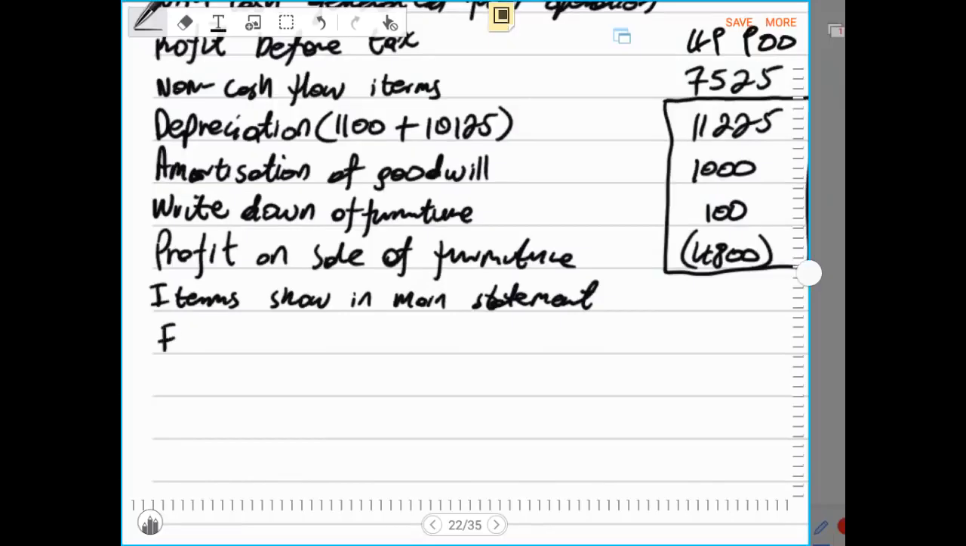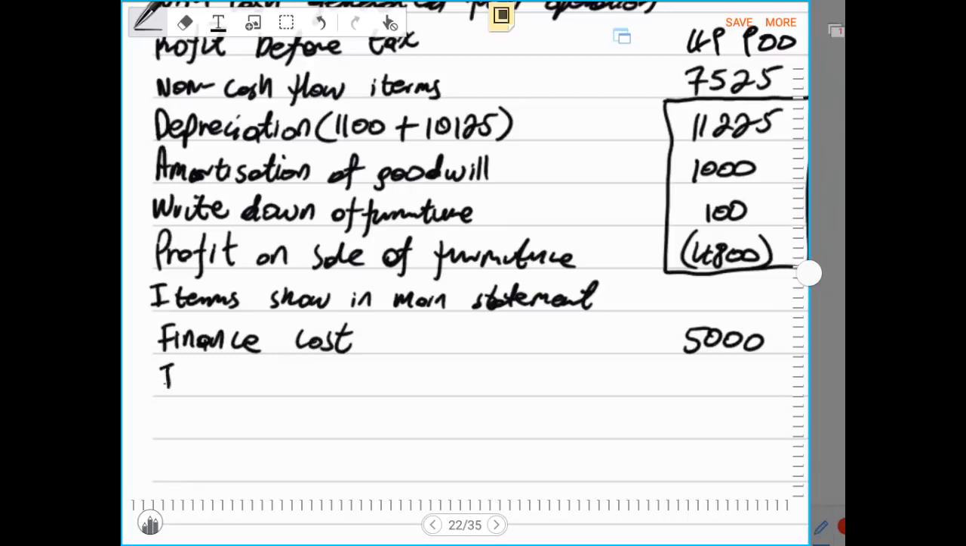So the first one will be finance cost. And remember, finance cost is an expense. And expenses reduce the profit. So now for us to reverse that, we have to record the finance cost as a positive because we are reversing the finance cost which was initially recorded as a negative.